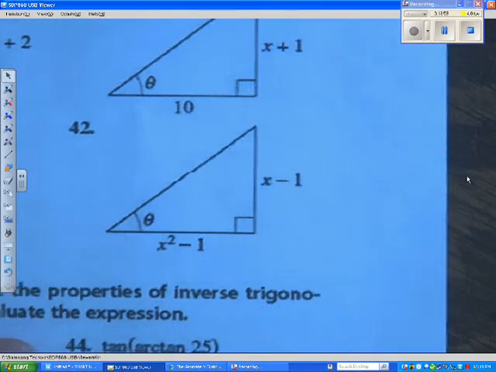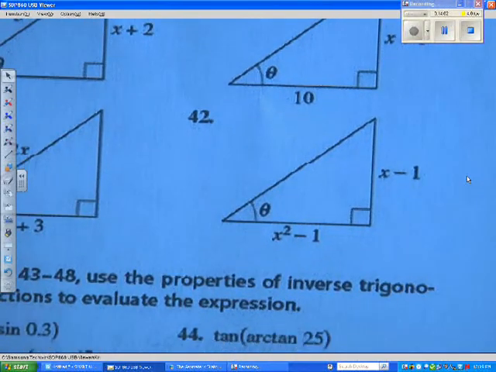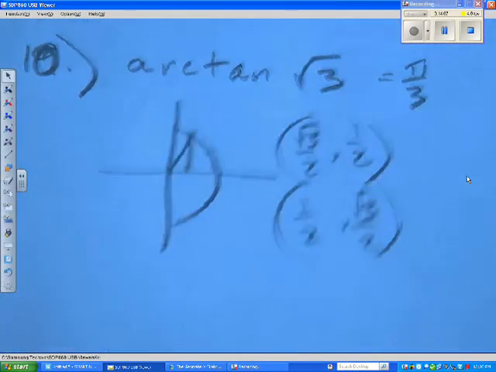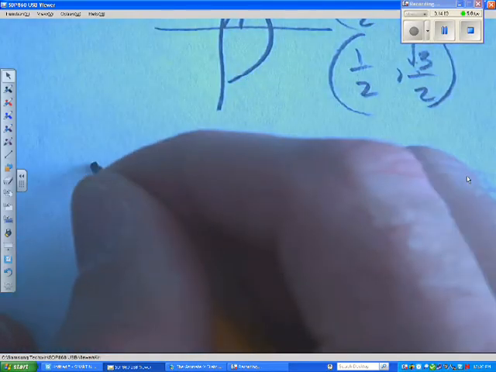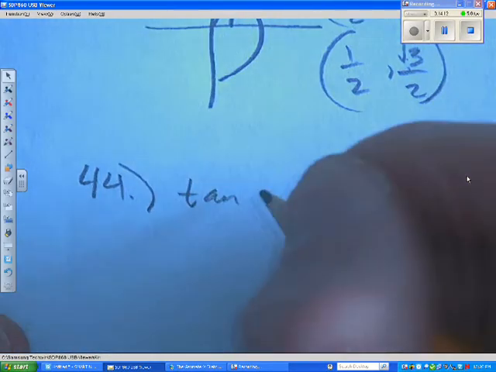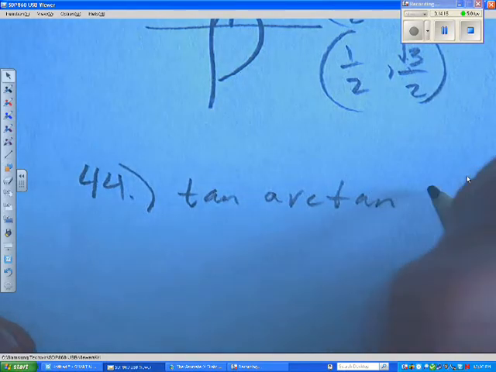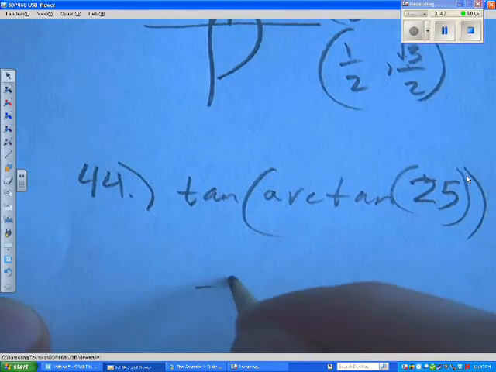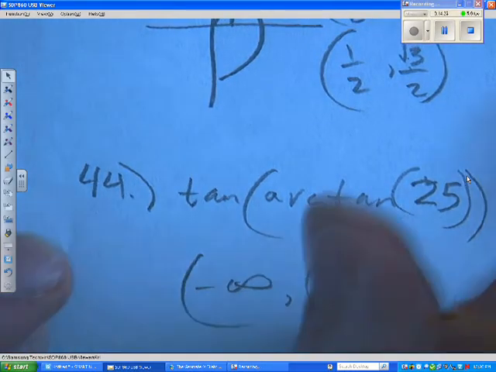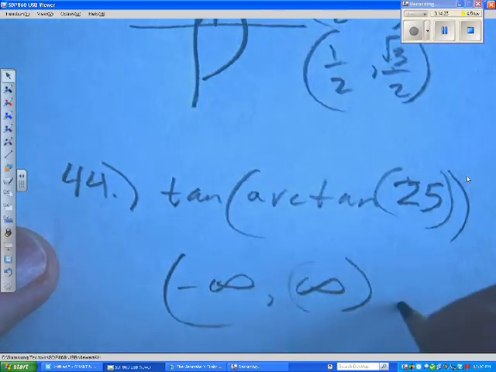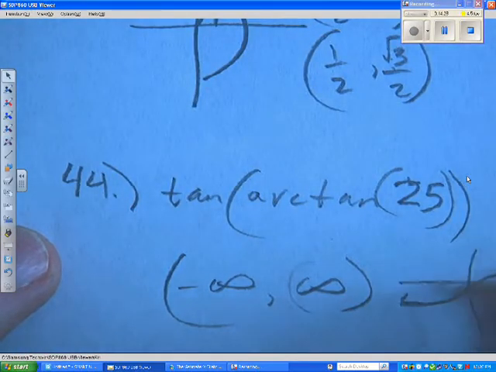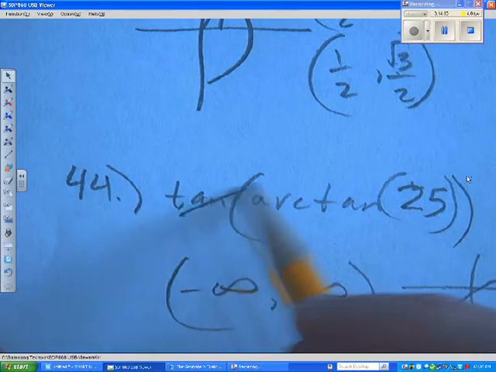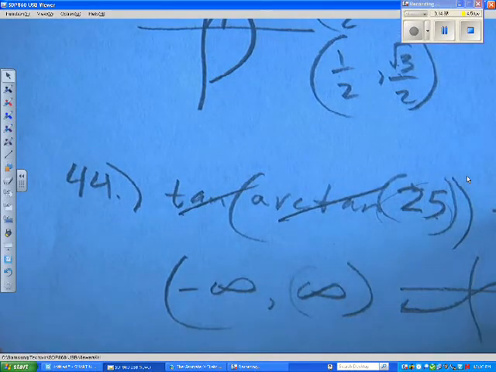All right, for number 44, it says use the properties of inverse trig functions to evaluate the expression. Tan of arctan of 25. Now the trick here is making sure that our domains and ranges line up. The domain of tan is actually negative infinity to infinity. As you saw, the graph went off to infinity like this, which means that this domain fits within this right here. In fact, since this fits in the domain, we can use these and these cancel out and we get 25.